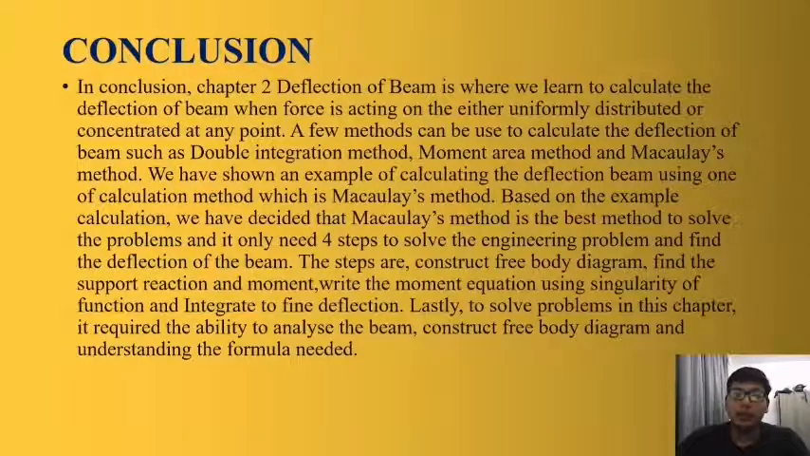Now I would like to talk about the conclusion. In conclusion, chapter 2, deflection of beam, is where we learn to calculate the deflection of a beam when force is acting on it, either uniformly distributed or concentrated at any point. A few methods can be used to calculate the deflection of beams, such as double integration method, moment area method, and Macaulay's method. We have shown an example of calculating the beam deflection using one of the methods, which is Macaulay's method. Based on the example calculation, we have decided that Macaulay's method is the best method to solve the problems, and it only needs 4 steps to solve the engineering problems and find the deflection of the beam.